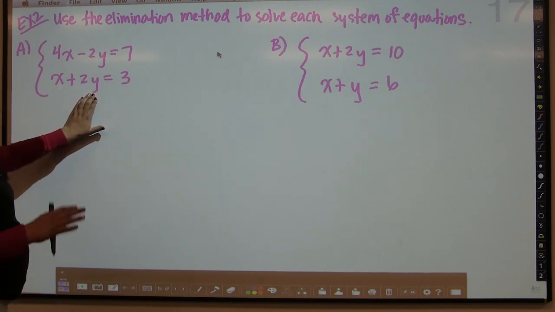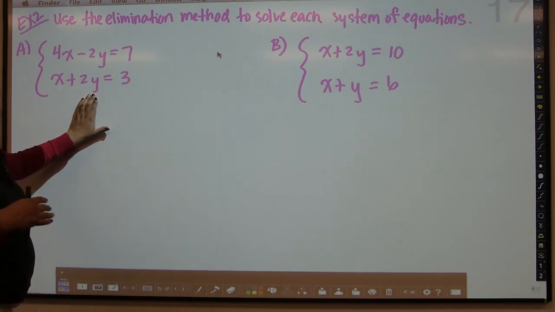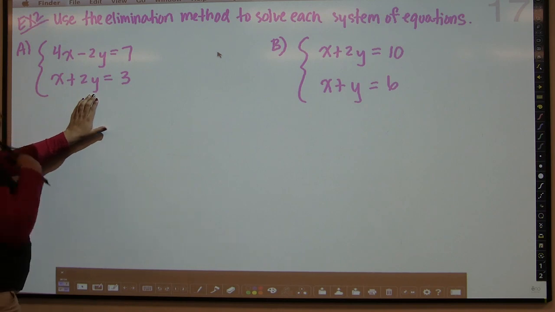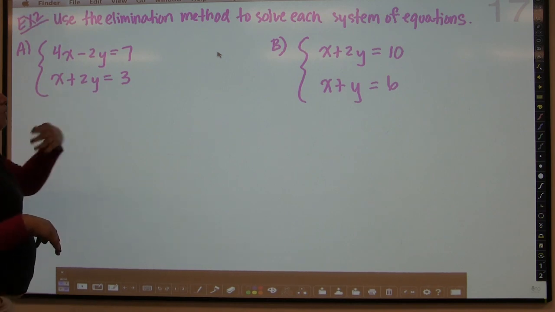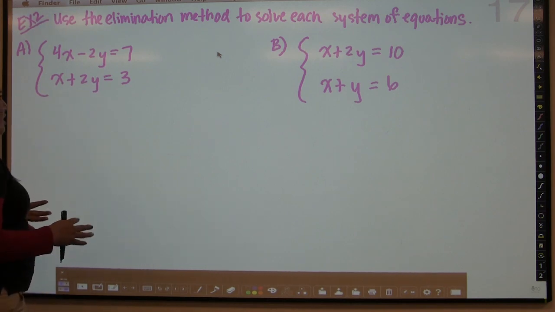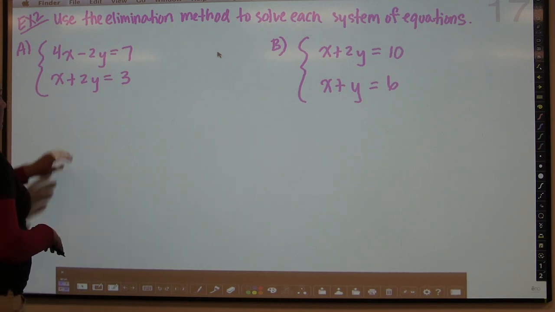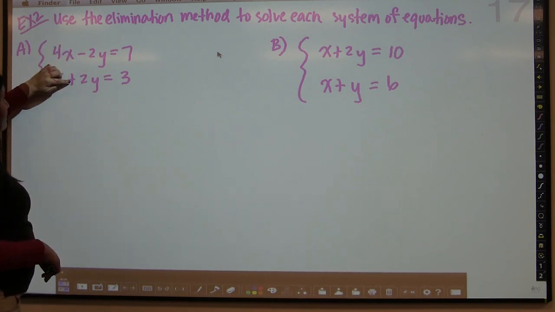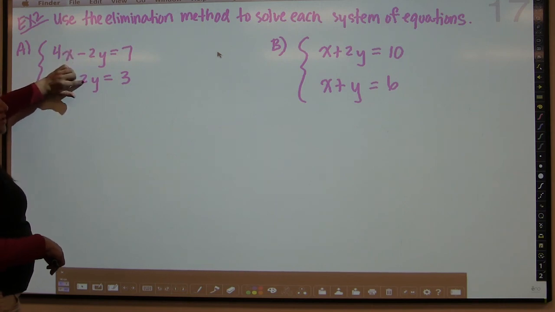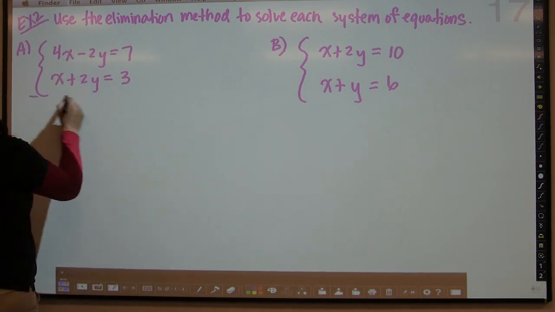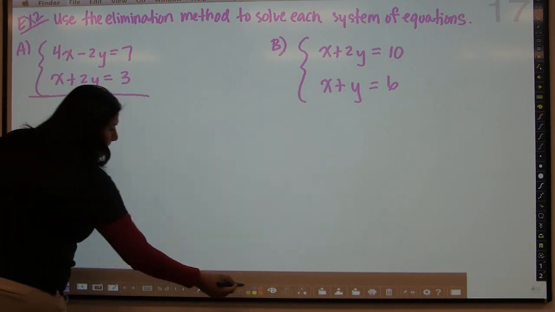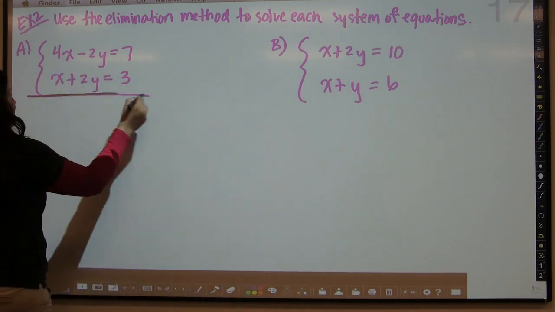And again, it doesn't matter which variable you choose as long as you pick the one that's the easiest. And again, you could choose x, but it would just be more work. So we want to go the easiest route. So the easiest route is going to be to pick y, because one is negative, one is positive, and they're both 2's. So now all we have to do in this case is to add the two equations together.